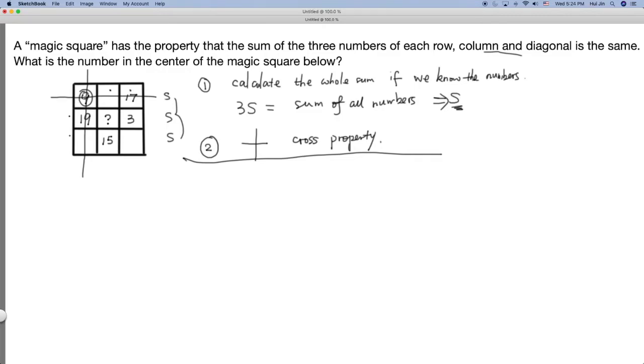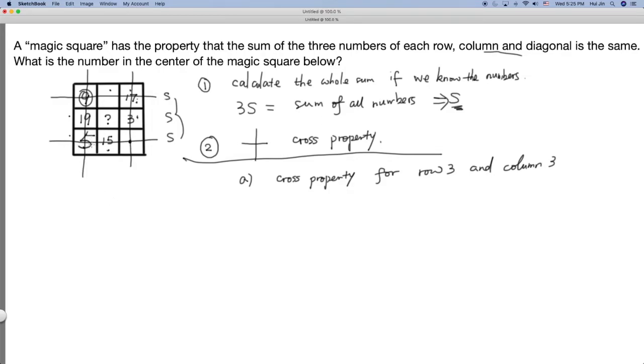So let's see. We know there's 9, 19, and 3, 17, and there's a 15 here. By using the cross property for this column and this row, this number is shared, so this number plus this number is going to equal this number plus this number. Using the cross property for row 3 and column 3, this plus this has to equal 17 plus 3, which is 20. So this number has to equal 5.